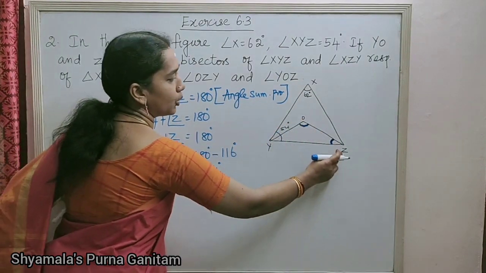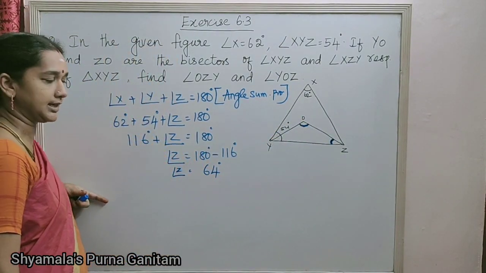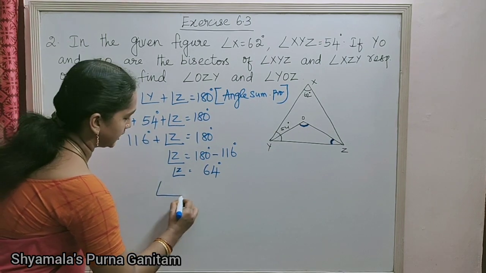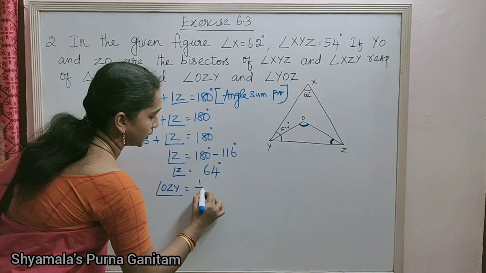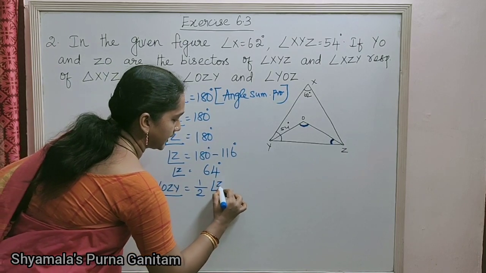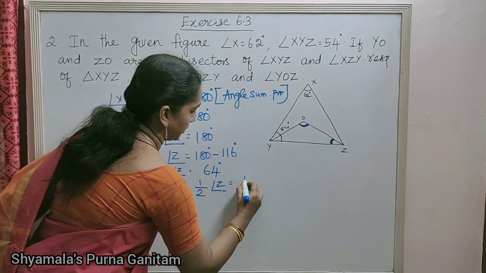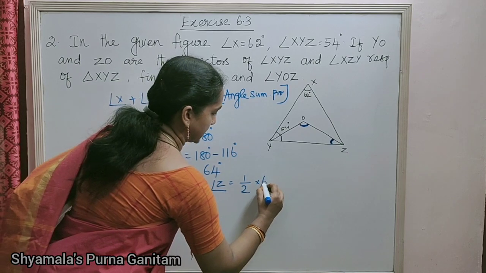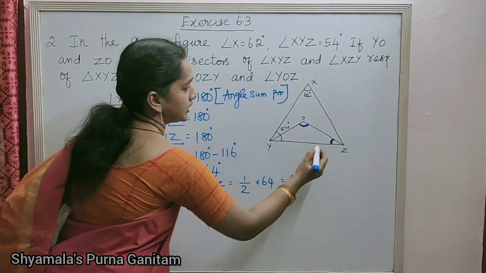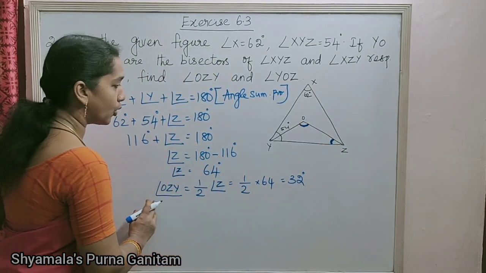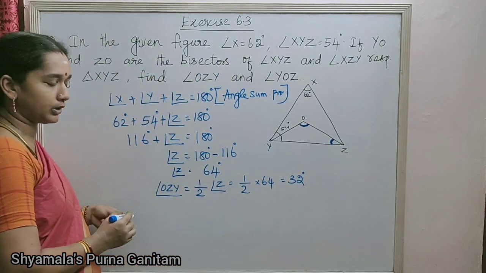It is given that OZ is the bisector of angle Z. So, angle OZY is equal to half of angle Z, which is half of 64, that is equal to 32 degrees. So the angle we got, OZY, is 32 degrees.